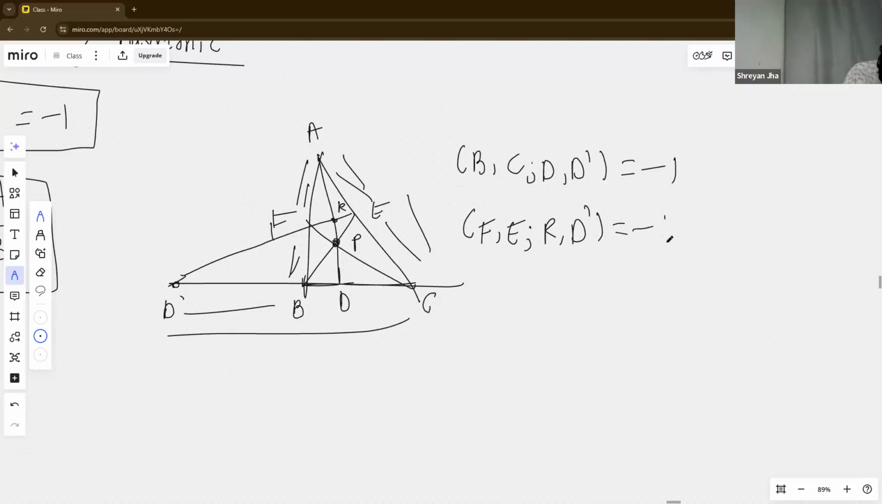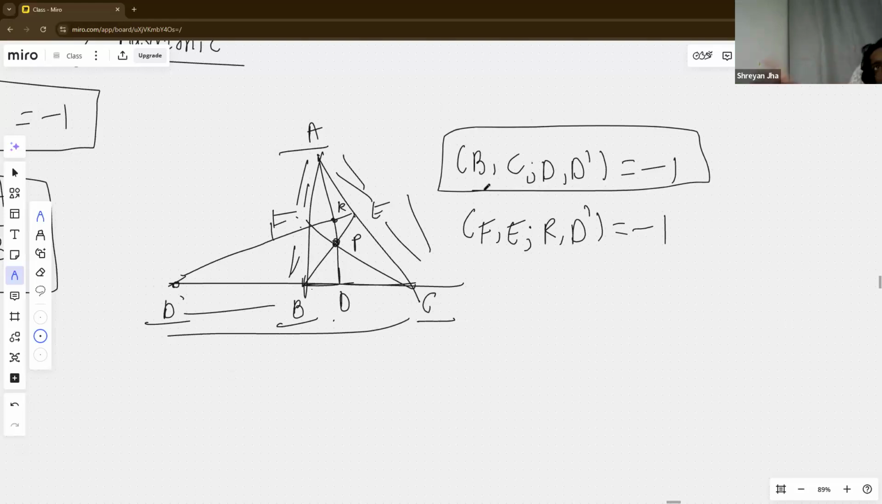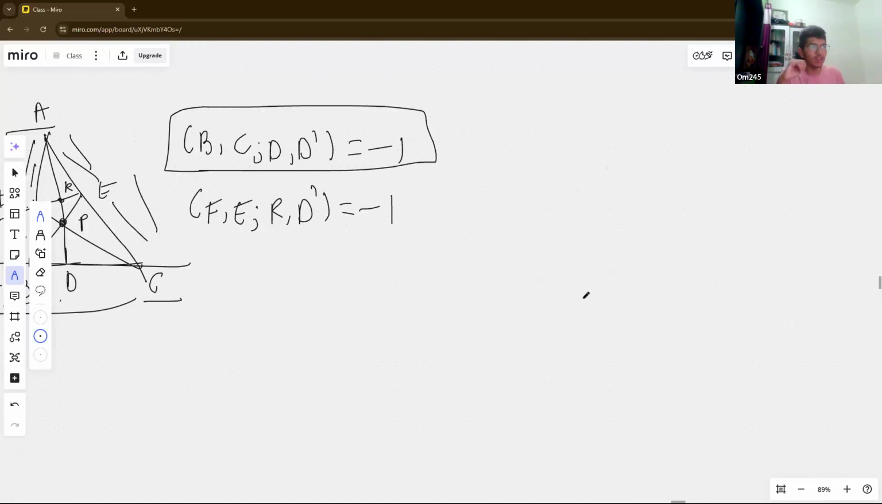So this is also harmonic. A is some point, so ABC is a triangle. DEF such that AD, BE, CF are concurrent at P, and D dash such that FE and BC intersect at D dash. Does this work? If I have 4 points, yes, harmonic, yes. So now this is a cool fact about harmonic.